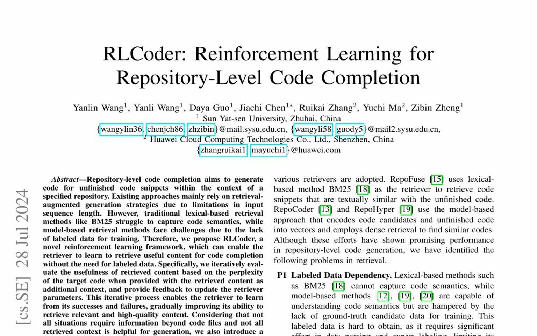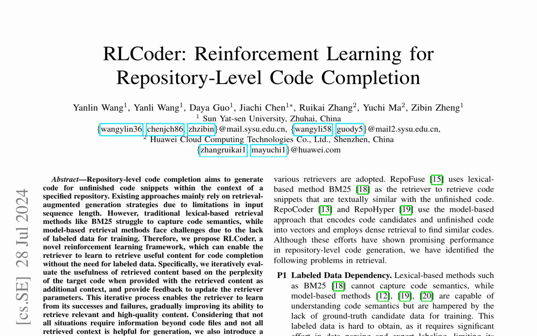Title: RLCoder. Reinforcement Learning for Repository-Level Code Completion. Abstract: Repository-level code completion aims to generate code for unfinished code snippets within the context of a specified repository.